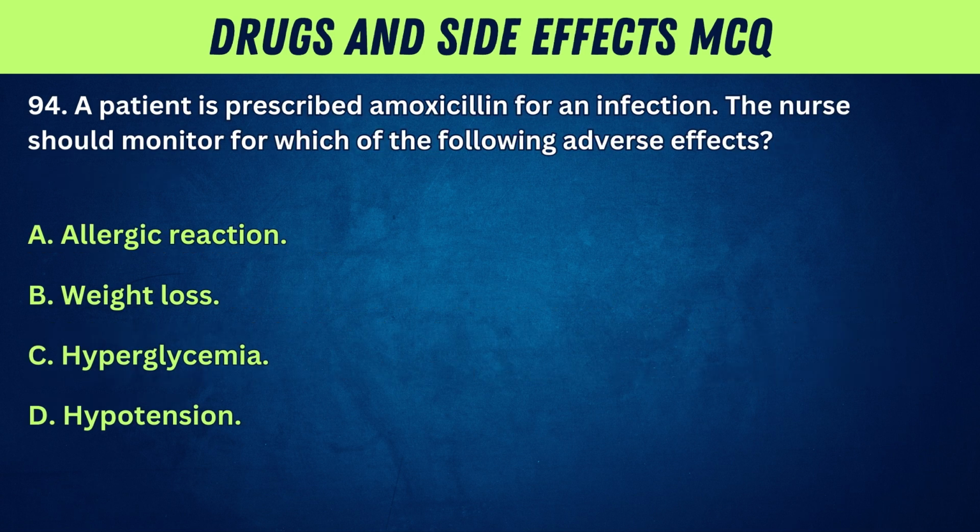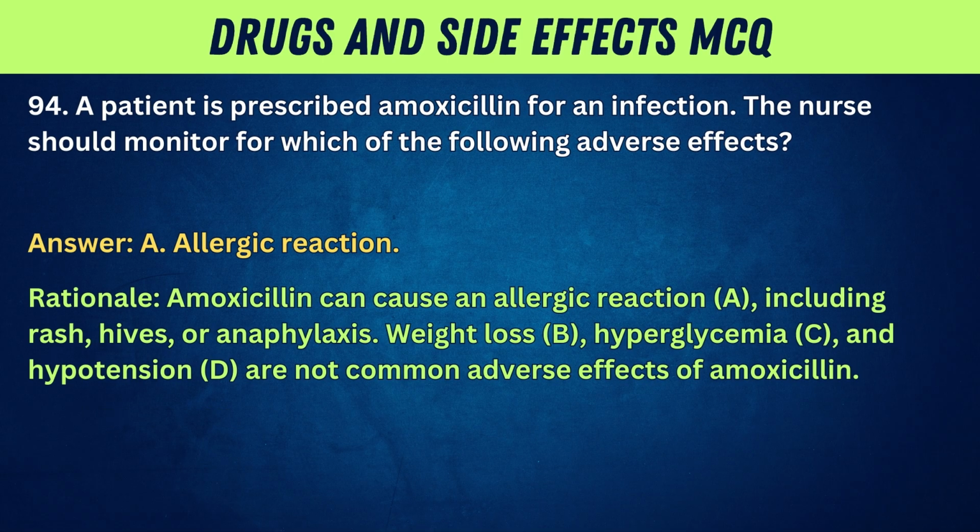94. A patient is prescribed amoxicillin for an infection. The nurse should monitor for which of the following adverse effects? A. Allergic reaction. B. Weight loss. C. Hyperglycemia. D. Hypotension. Answer: A. Allergic reaction. Rationale: amoxicillin can cause an allergic reaction, including rash, hives, or anaphylaxis. Weight loss, B, hyperglycemia, C, and hypotension, D, are not common adverse effects of amoxicillin.